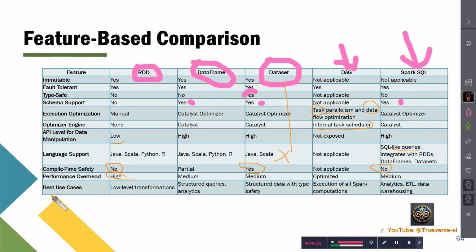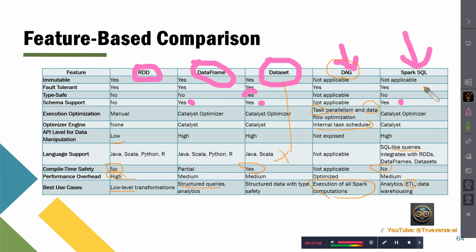The best use case for RDD is low-level transformation. This is for structured queries. This is for structured queries with type safety. This is execution for all Spark computation. The DAG is very useful. Analytics, ETL, remember, for pre-processing before we do some data ingestion. This is the feature-based comparison.